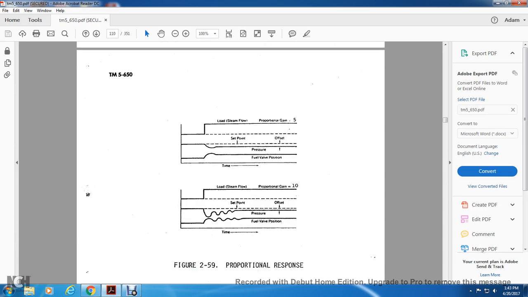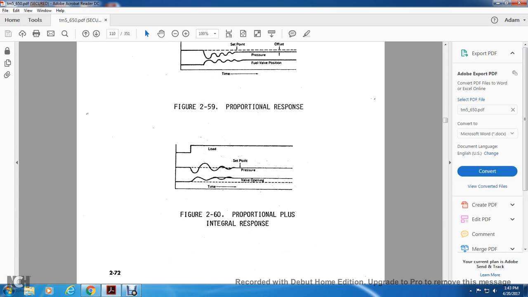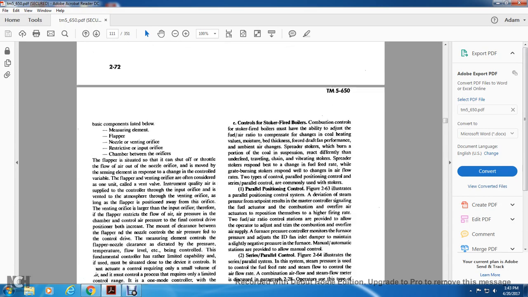Figure 259 proportional response: low steam flow, proportional gain of 5, set point, offset, pressure, fuel valve position, time, load. Steam flow, proportional gain of 10, set point, offset, pressure, valve position. Figure 260 proportional plus integral response: load, set point, pressure, valve opening, time.